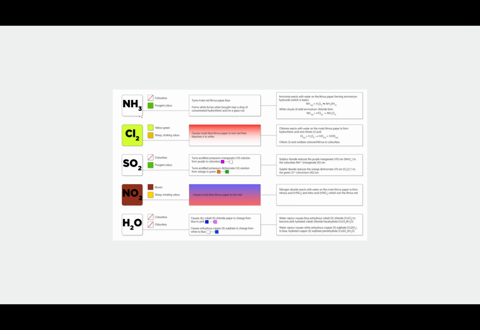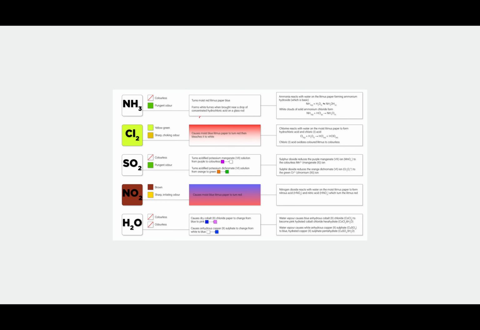So with chlorine as well, chlorine in high concentration is a yellowish green color, right? And it has a sharp choking odor, and we can use a moist litmus paper, right? And it should turn red and then it bleaches to white, and that's how we can tell whether or not chlorine gas has evolved, right?